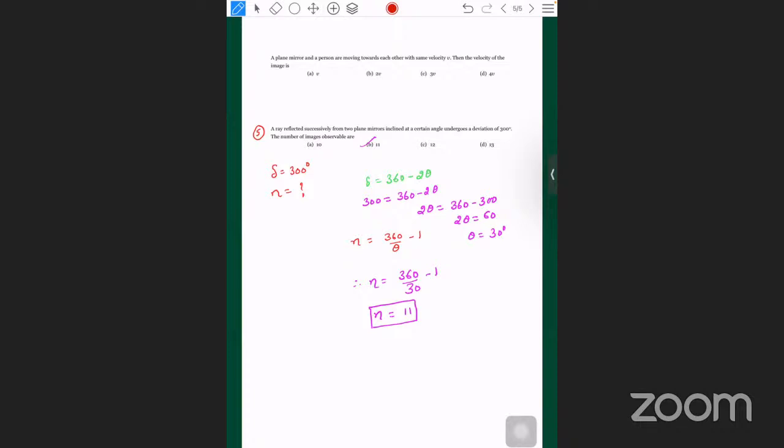Are you getting the problems? Yes, sir. Good, good. So this is how we have found the number of images, students.